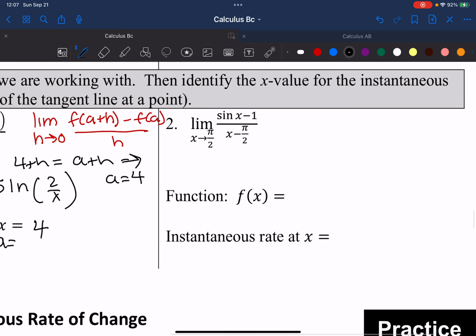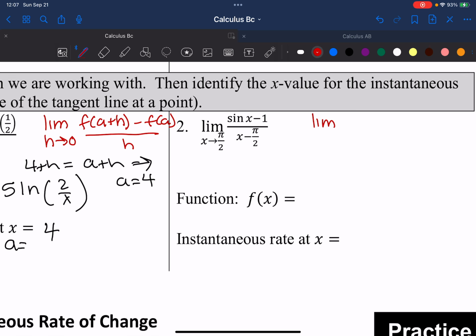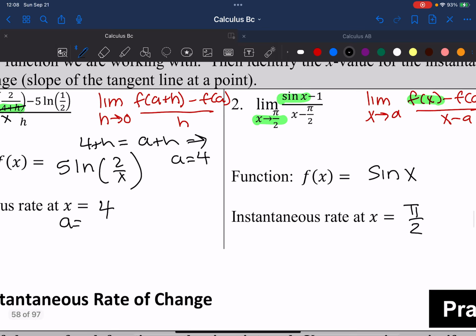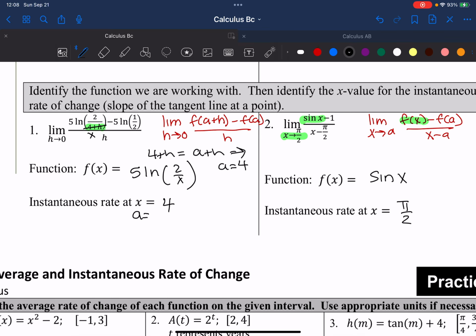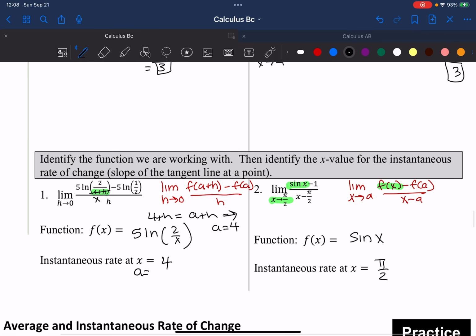Versus this one looks more like the limit as x approaches a of f of x minus f of a over x minus a. Looking at this, I know what f of x is because it's that very first one right here. So f of x is sine x. And then I know what a is because it's whatever x is approaching. So a is pi halves, which means the instantaneous rate at x equals pi halves. So that is the notes for 2.1.